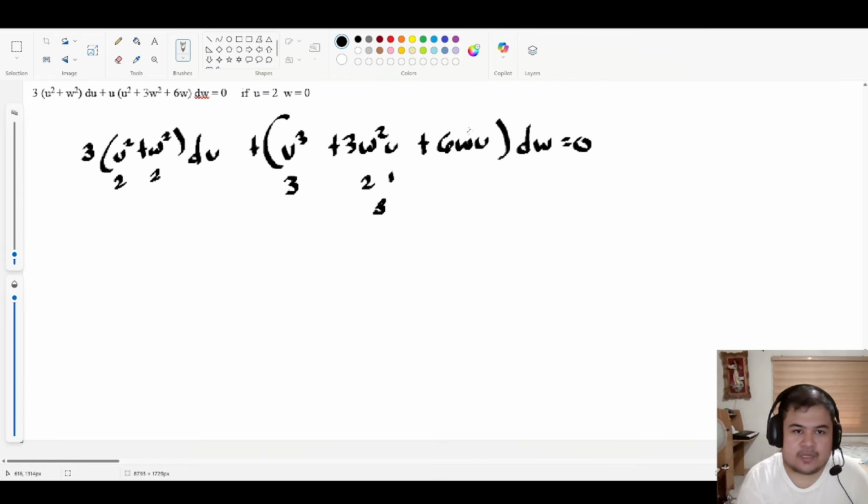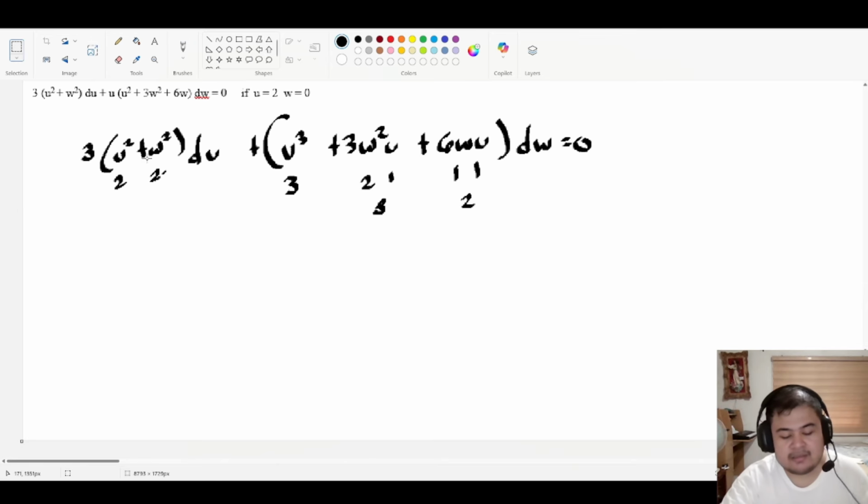This one on the right side is 6wu. The degree of that is 1 and 1, so the total degree of that term is 2. In order for it to be homogeneous, the degree of all the terms should be the same. So 2, 2, 3, 3, 2. There are multiple terms whose degree is 3, so it is not homogeneous.